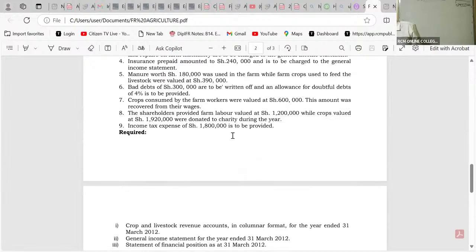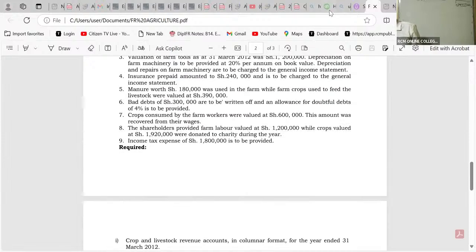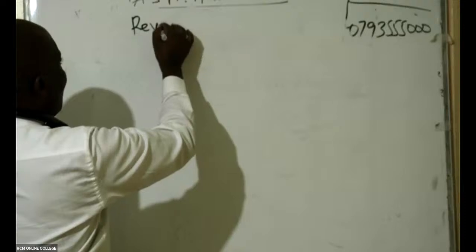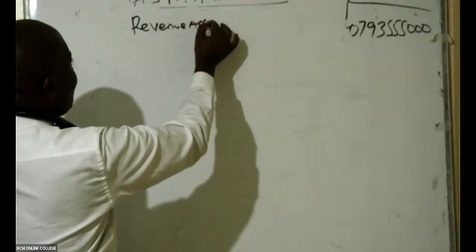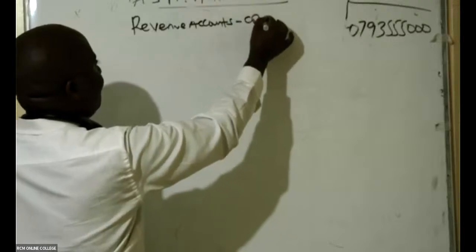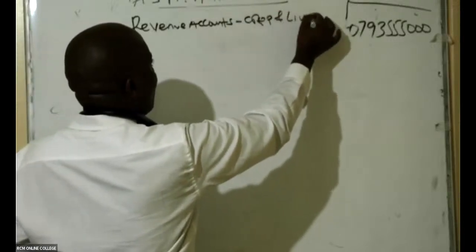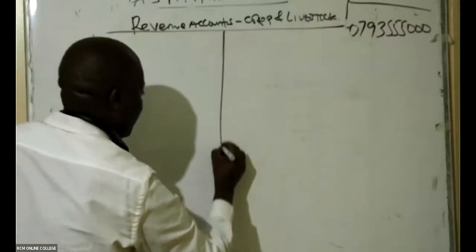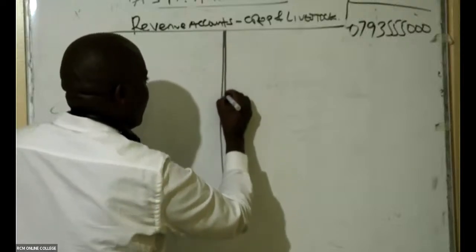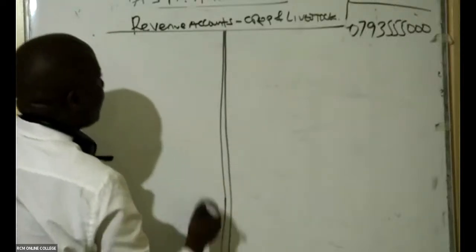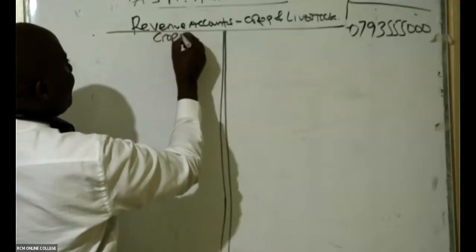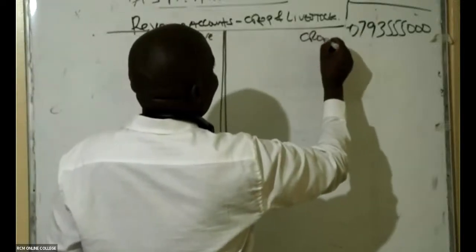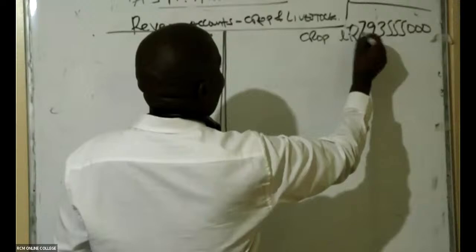So crop and livestock revenue accounts. This is what I will do. I will write here revenue accounts, crop and livestock. So we have here crop, we have here livestock.